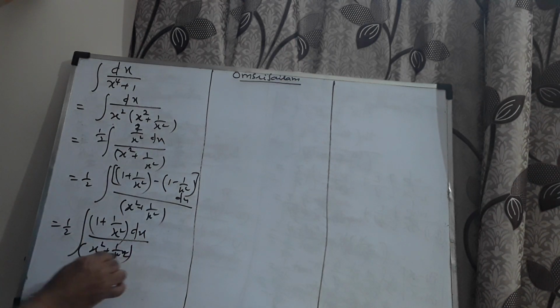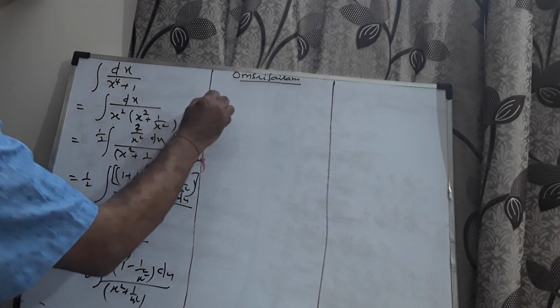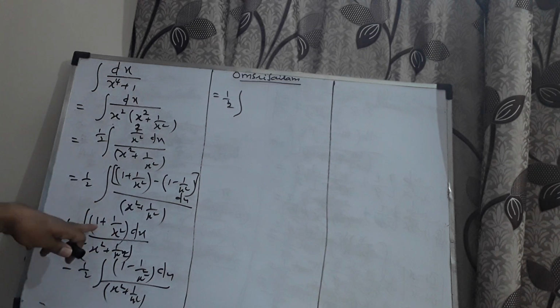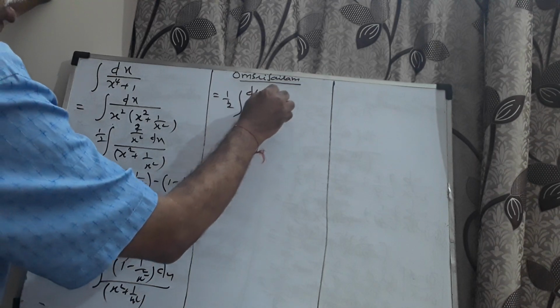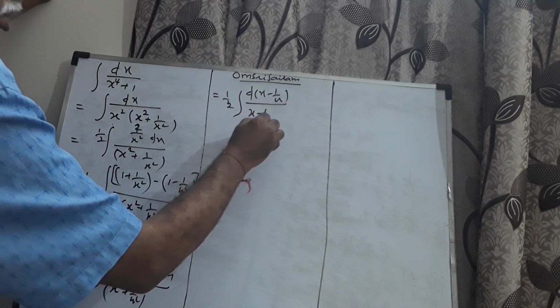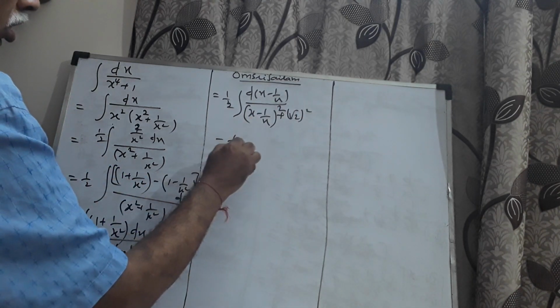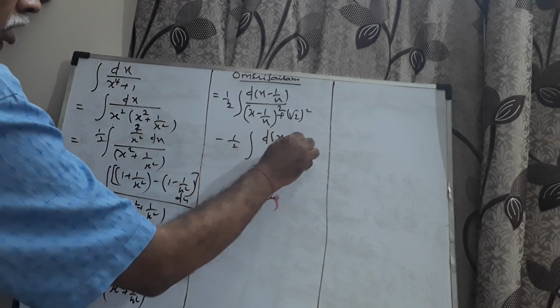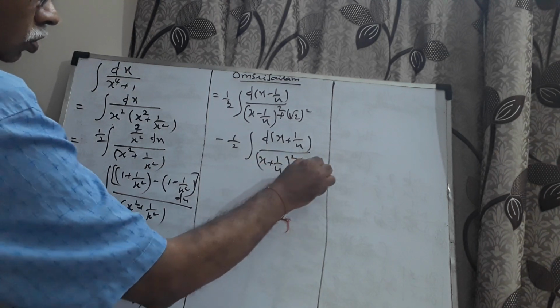1 by 2 times integral of 1 plus 1 by x square dx by this much, minus half integral of 1 minus 1 by x square dx divided by x square plus 1 by x square. Now, if you observe carefully, here the numerator is nothing but the derivative of d of x minus 1 by x. You can just check. I can write the denominator as x minus 1 by x whole square plus root 2 the whole square, minus half integral, this can be written as d of x plus 1 by x, by x plus 1 by x the whole square minus root 2 the whole square.